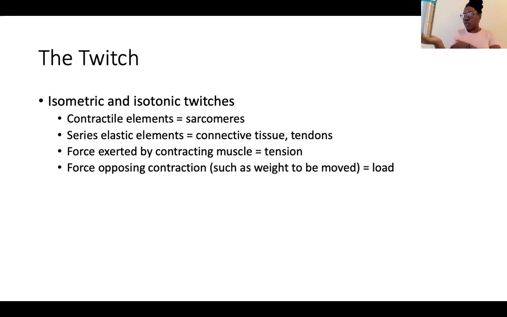And so when my muscle shortens, it's going to be pulling all these series elastic elements, which are the tendons that are attached to my bones, and that's what's going to provide the shortening, but the tension is required to overcome this load. So you got the tension my muscles producing, and then the load is the opposing force that is being provided by this object, okay? And so just to describe some of those terms and kind of introduce them so that we can better understand the difference between an isometric and an isotonic twitch.